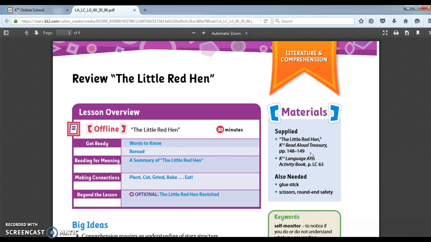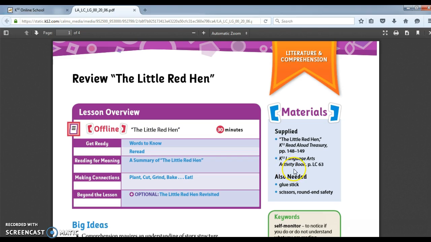If you're continuing this lesson on the same day that you did Lesson 5, you do not need to go back and reread The Little Red Hen or go over the new words. But if you're doing this lesson on a different day, then you will want to go back and reread The Little Red Hen and go over the new words in the story.